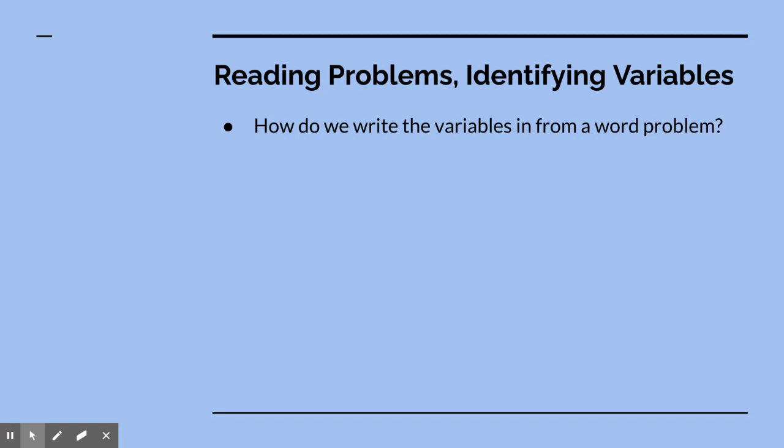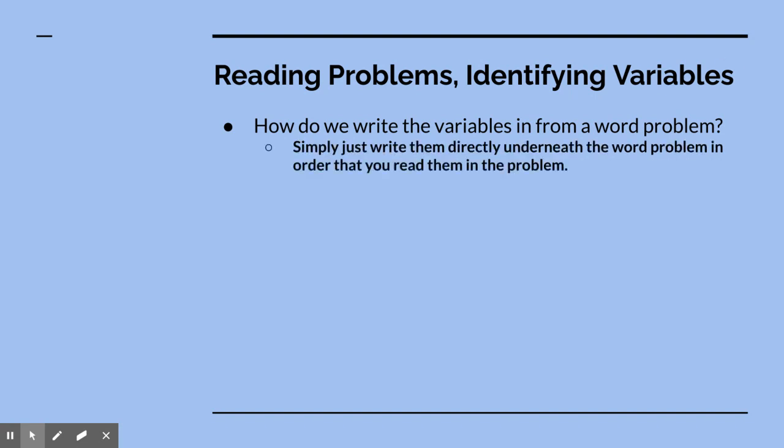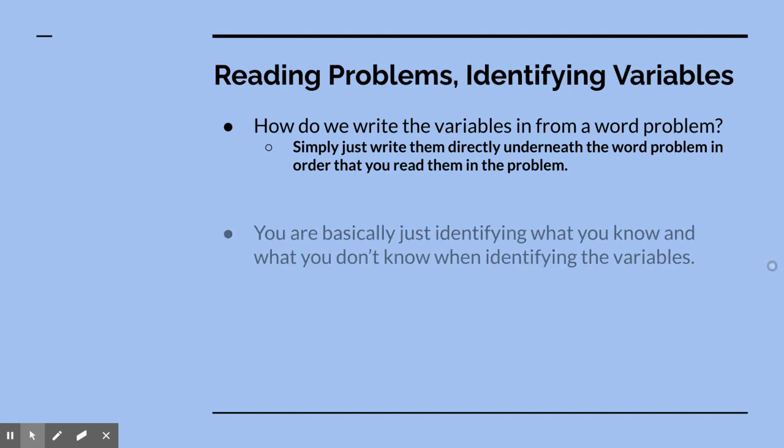So how do we write the variables from a word problem? Simply put, just write them directly beneath the word problem. Really it should be in the order that you read them. And we'll get a sense of that when we get to the next check your understanding.